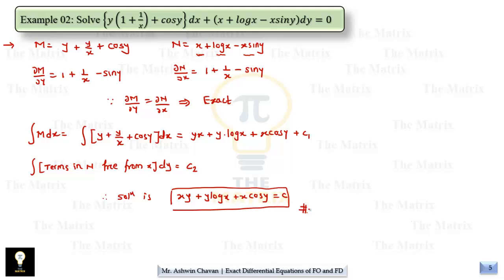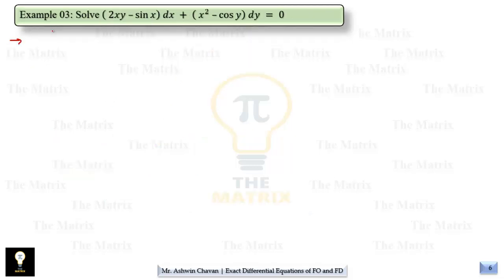We'll have one more example to fix the concept. Mdx plus Ndy form is already there. So here M is 2xy minus sin x and N is x square minus cos y. Let's take the derivative of M with respect to y partially. It gives us 2x minus 0, because sin x is a function of x.